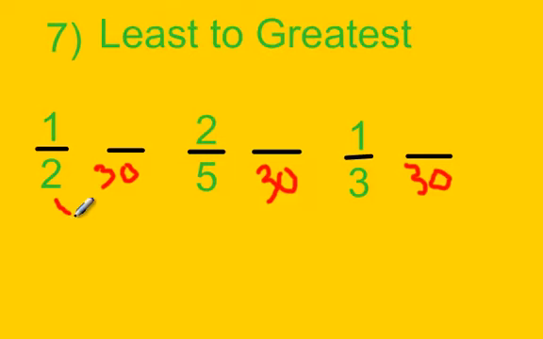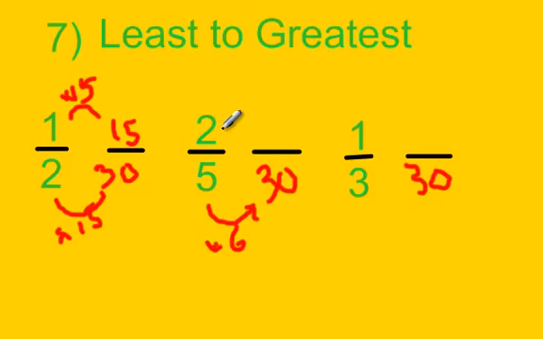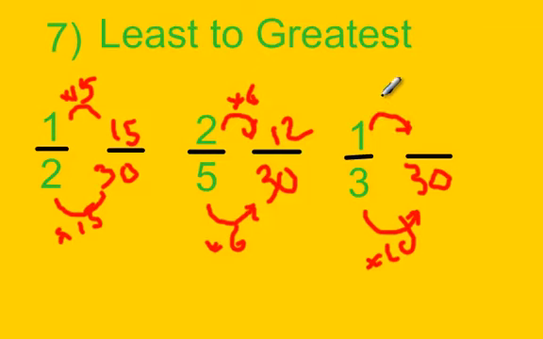What did I multiply 2 by to get to 30? I multiplied by 15. So I'm going to multiply 1 up here by 15, and I'm going to get 15. I got 5 times what equals 30? Well, 5 times 6 equals 30. So I do the same thing to 2 up here. Times 6. 2 times 6 is 12. Now I have 3 times what equals 30? So I got to go times 10. And I'm going to do the same thing to my numerator. Times 10. And that's going to be 10.